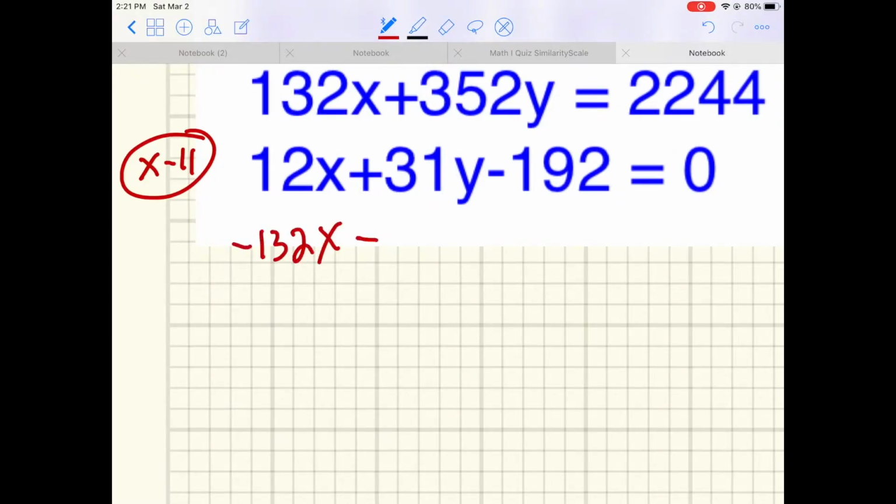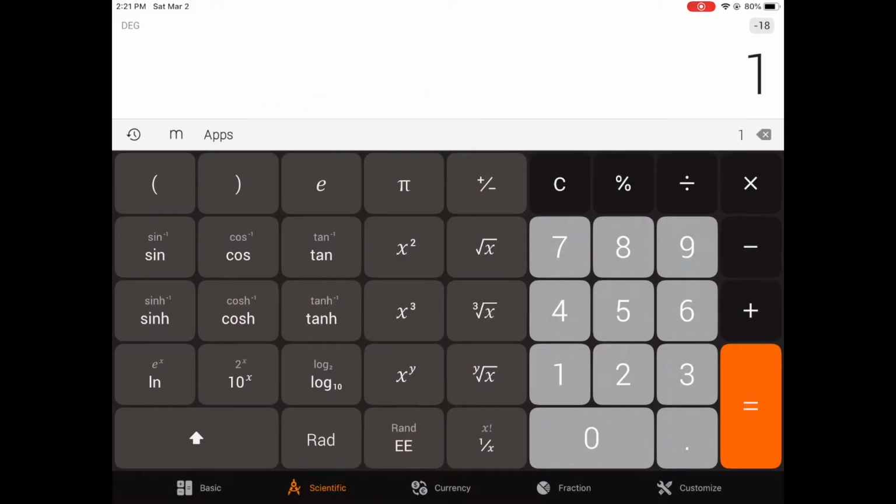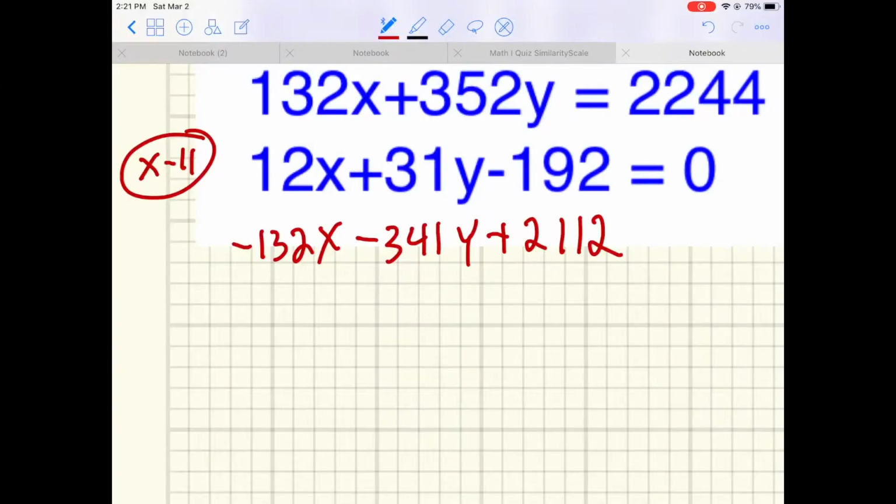132x minus 341y plus 192 times 11, 2,112. I'm going to add to that the first equation, so the 132x plus 352y. I'm going to subtract the 2244 from both sides.